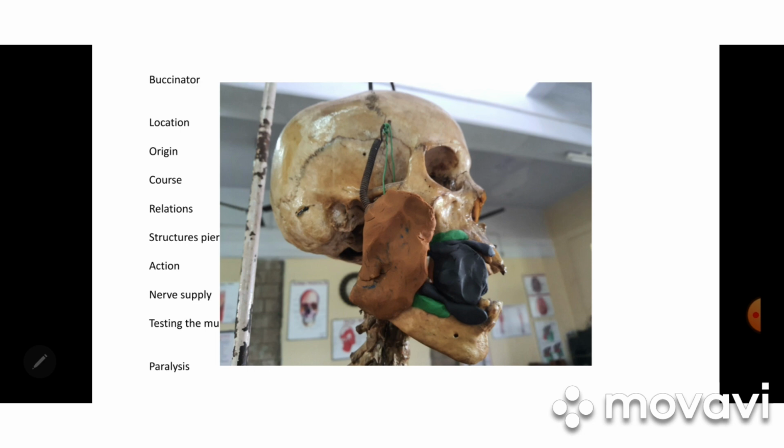The contraction of buccinator will flatten the cheek against the gum and teeth. This will prevent accumulation of food within the vestibule of the mouth and thereby helps in mastication. Also, the contraction of this muscle compresses the blown out cheeks and raises the intraoral pressure. This is helpful in playing wind instruments and in whistling.